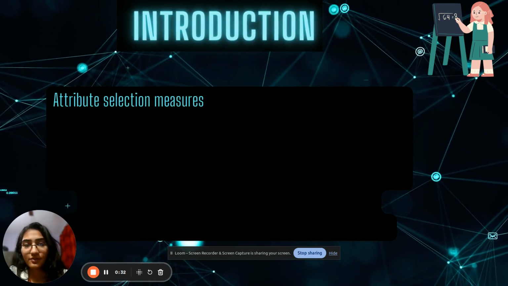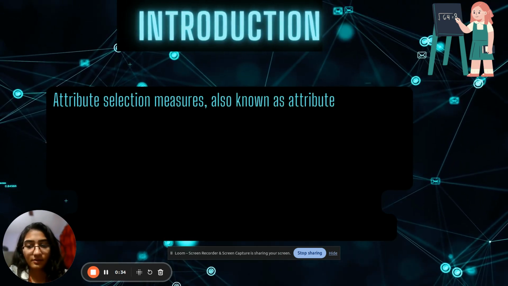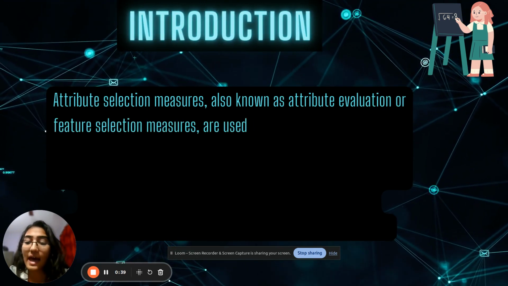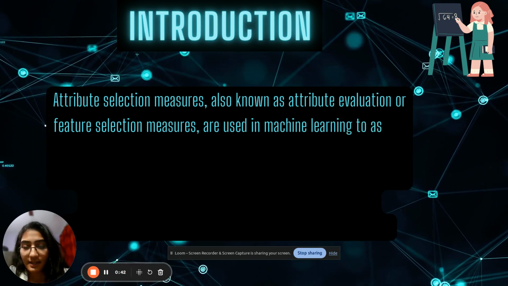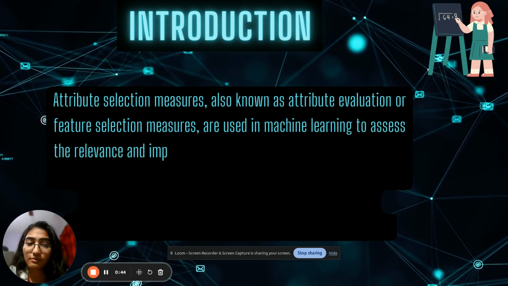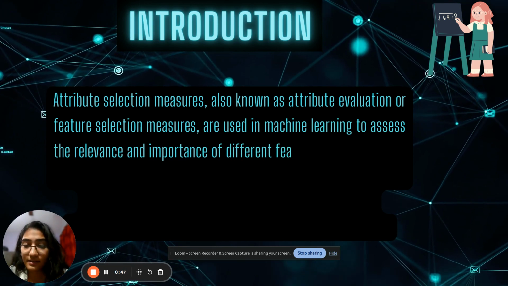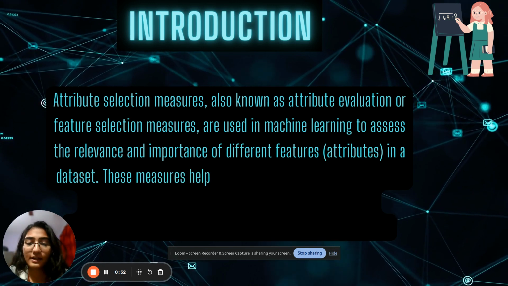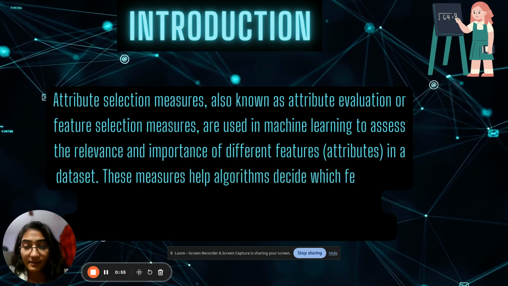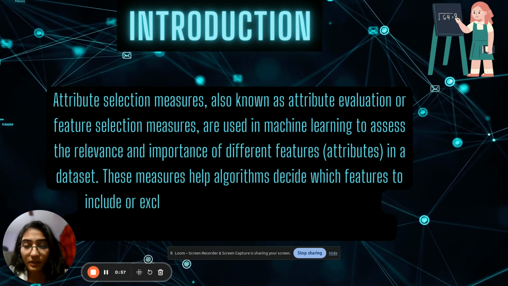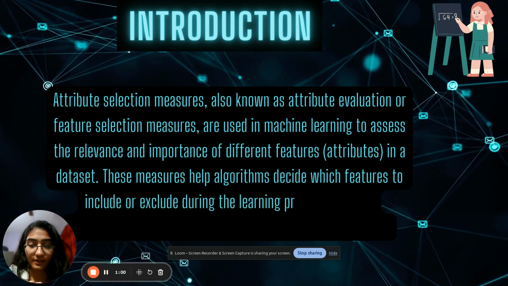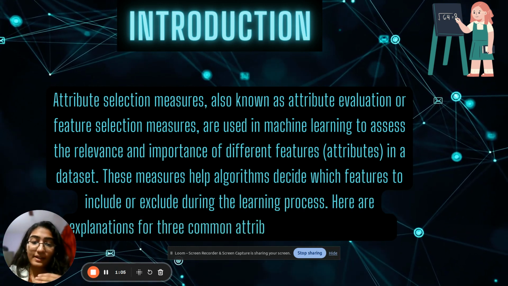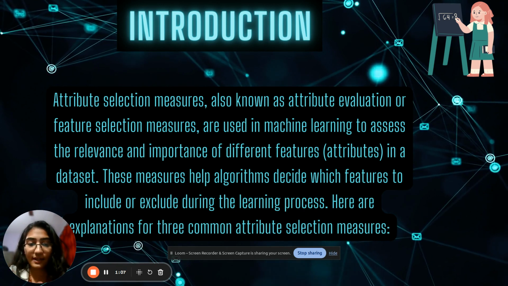Attribute selection methods introduction. We will start with the introduction first. Obviously, attribute selection measures are also known as attribute evaluation or feature selection measures, which are used in machine learning to assess the relevance and importance of different features or attributes in a data set. What are these measures? These measures are typically used to help the algorithms decide which feature is to be included or excluded during the learning process or data analytic process.